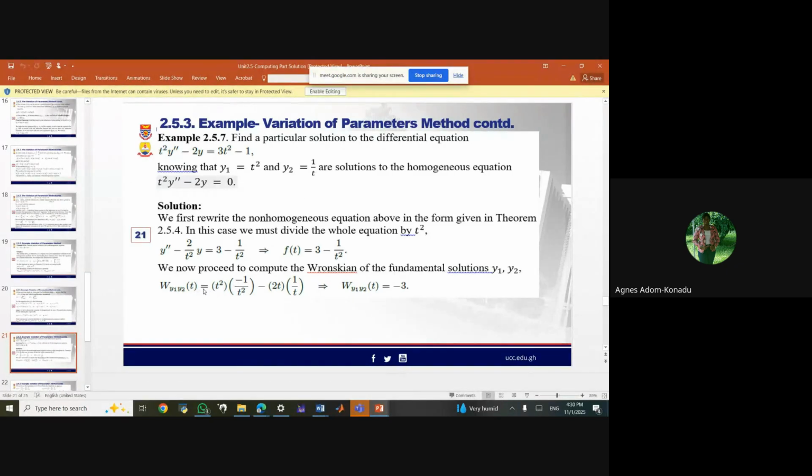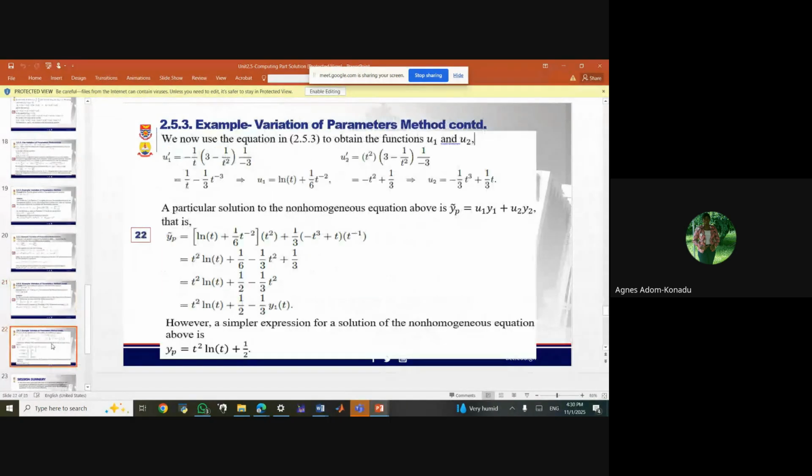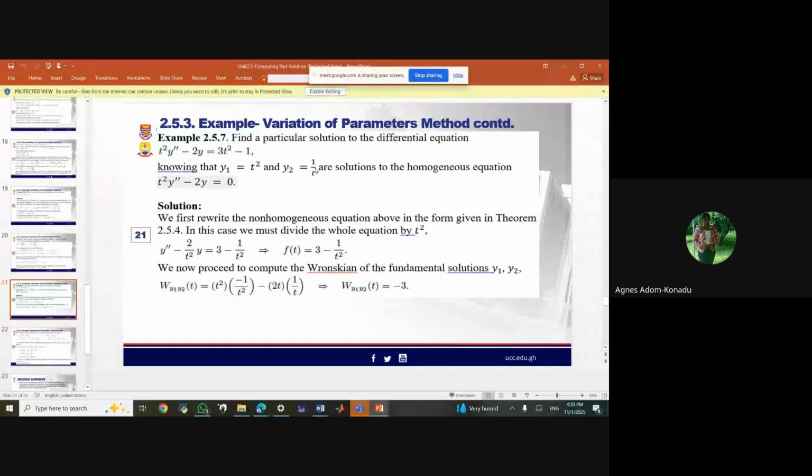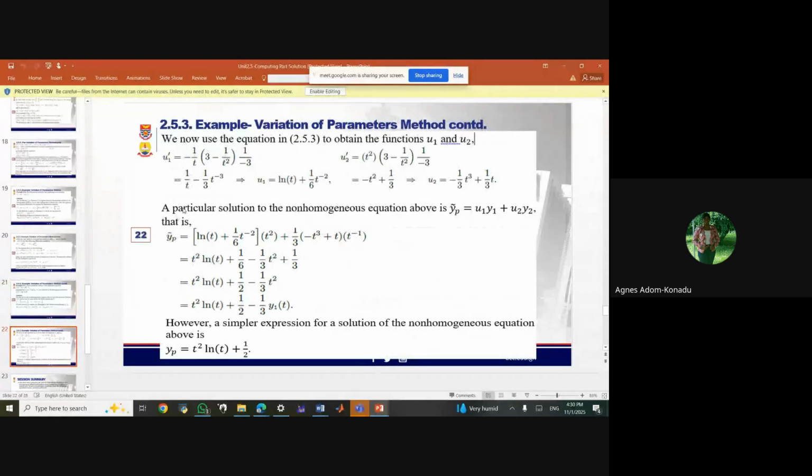So when I take my time to compute my Wronskian, it's going to be like this, and my Wronskian will be -3. Then I have to find my u1 and u2. So my u1 is negative y2 times my f, all divided by my Wronskian. My y2 is 1 over t, and my Wronskian is -3. So I just play around with it, and I'm going to get this.